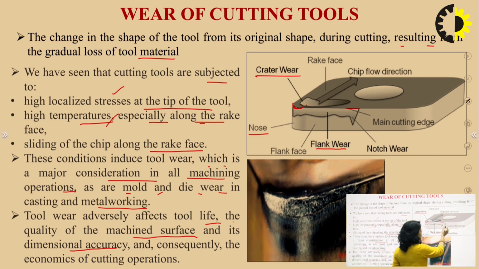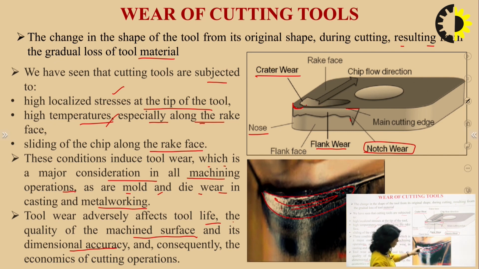Okay, and we can see here that a V shape formation has taken place along the vertical surface, means along the flank surface of the tool, and this is known as the notch wear. Okay, this is the notch wear. So we can see in this diagram that here the loss of material is taking place. So this is along the vertical surface of the tool, and the rake face also. So these are basically the example of the crater and the flank.